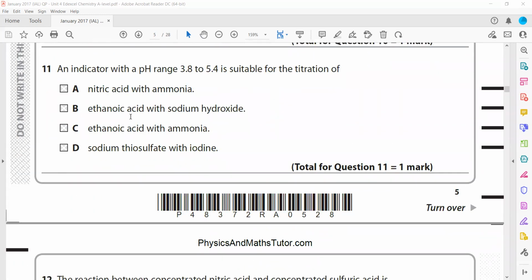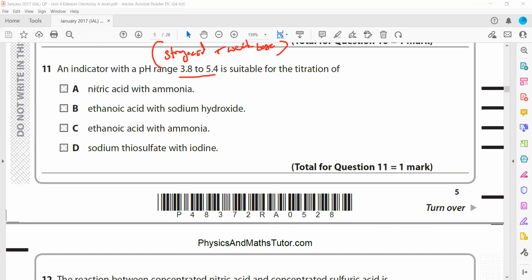Then an indicator with a pH of 3.8 to 5.4 is suitable for titration. So 3.8 to 5.4. You have to remember, like memorize, the vertical portion for different types of reactions. So this is suitable because it is mostly acidic, 3.8 to 5.4. So it is for strong acid. This is valid for strong acid and weak base.